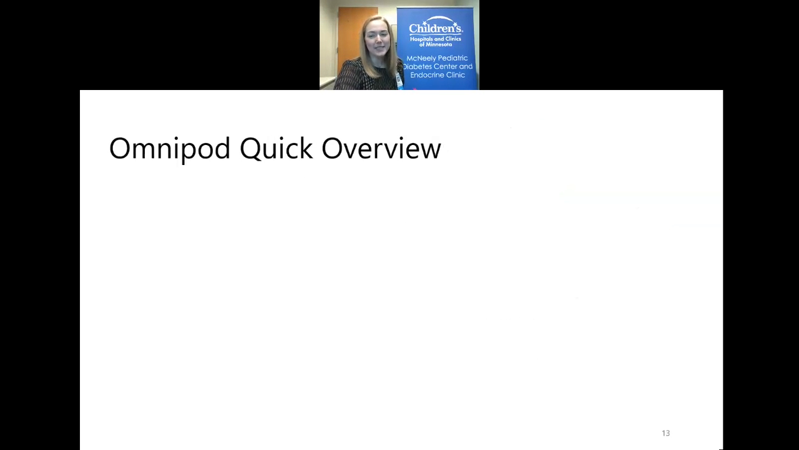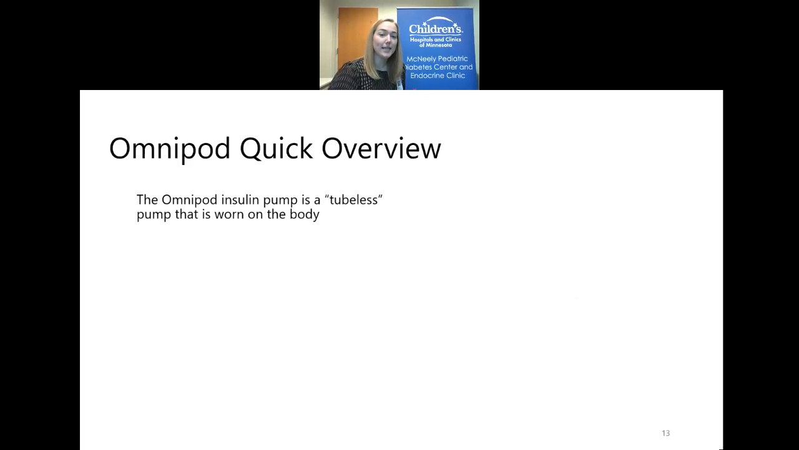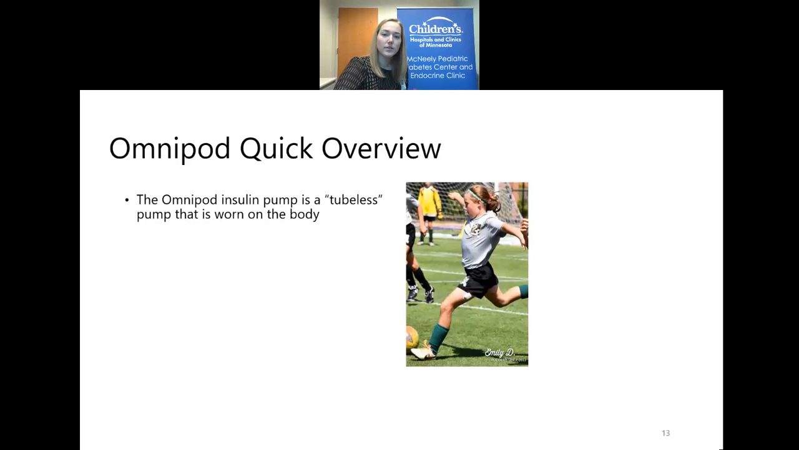Okay, so as I was saying before, those tubed pumps are the Medtronic and Tandem pumps. Omnipod is the third pump company. It's the third type of pump that is on the market, and it is not a tubed pump. What is it? It is a tubeless pump that's worn directly on the body. So you can see in this picture, this girl's name is Emily. Great name. And on her thigh there, you can see her Omnipod.